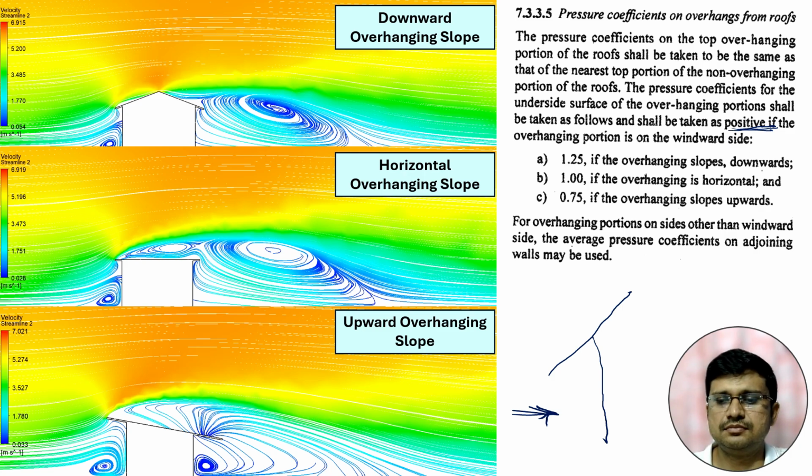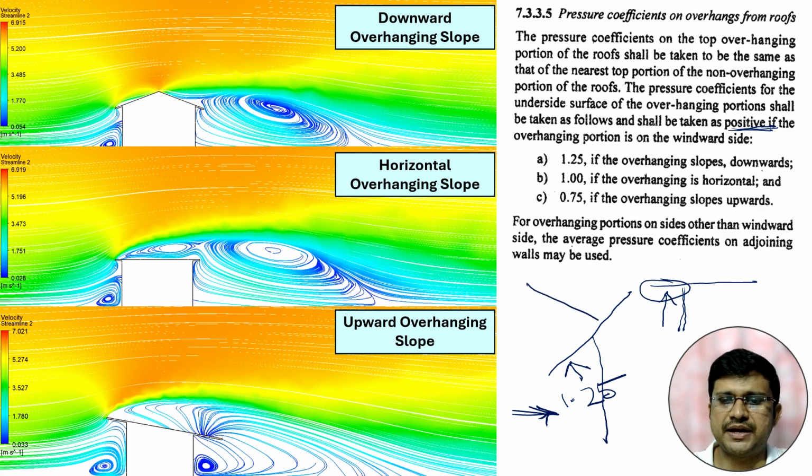Now what is positive? You already know that it will be positive if it is pushing a particular surface. If it is pulling, at that time it will be negative. So positive means wind is actually pushing the surface, and this value will be 1.25 if the overhanging slope is downward. If it is horizontal, like this horizontal portion, at that time it will be 1. And it will be 0.75 if it is upward, like this.